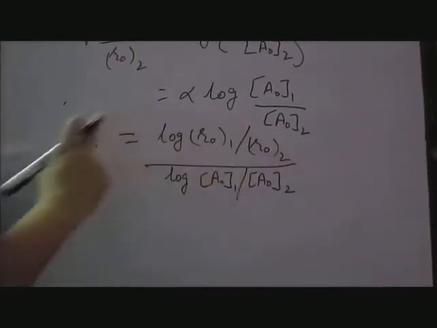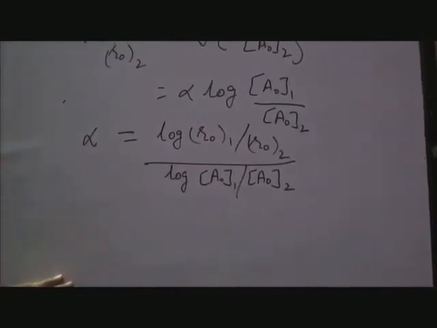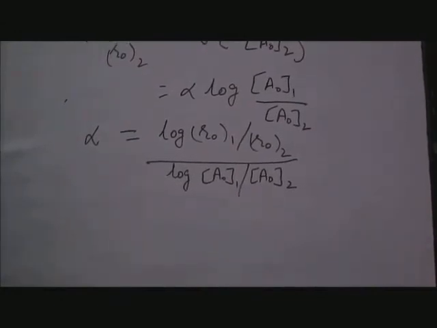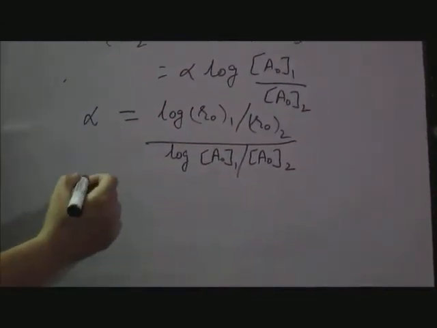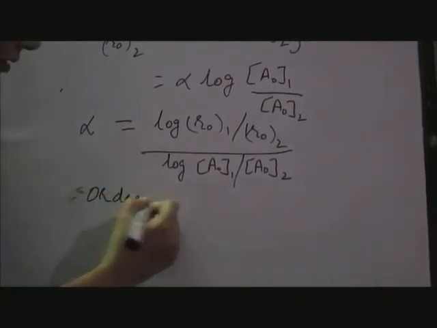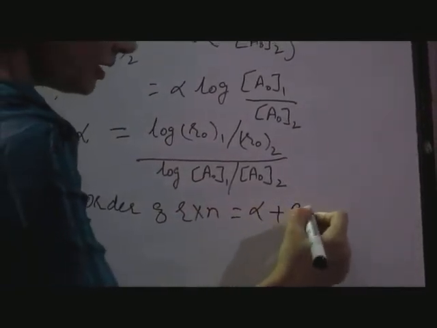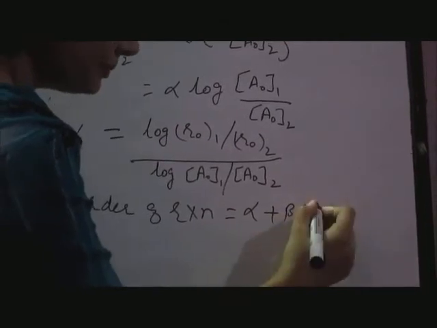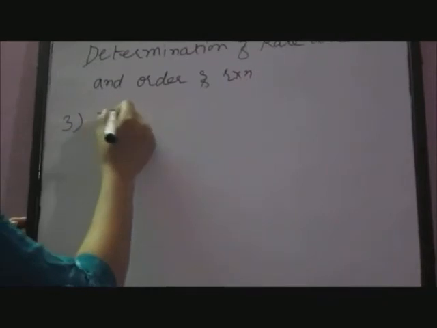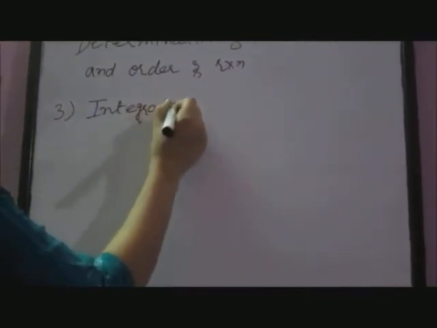From this equation we can calculate order of reactant A. Similarly, we can calculate order of reactant B and C, and on adding these three we get the order of reaction, that is alpha plus beta plus gamma. Next is integrated rate law method.